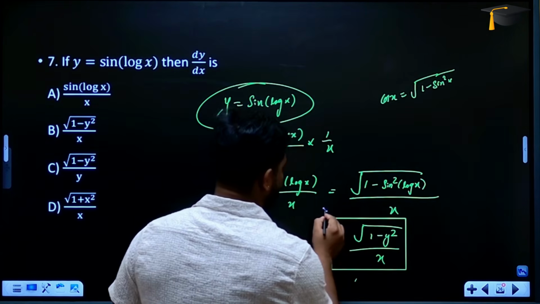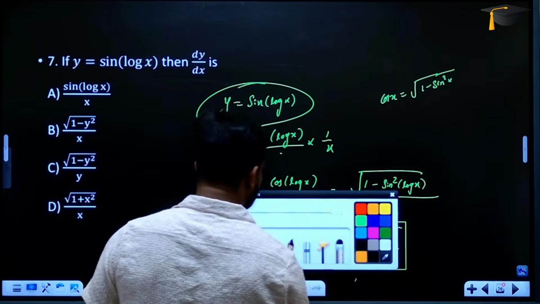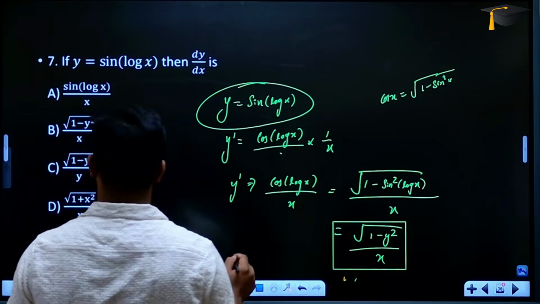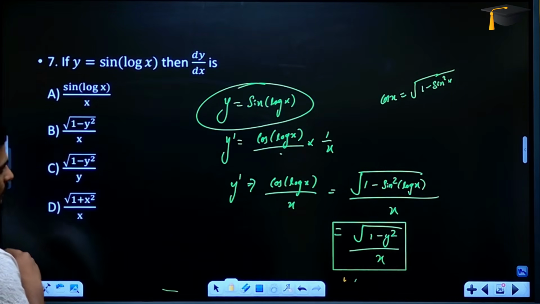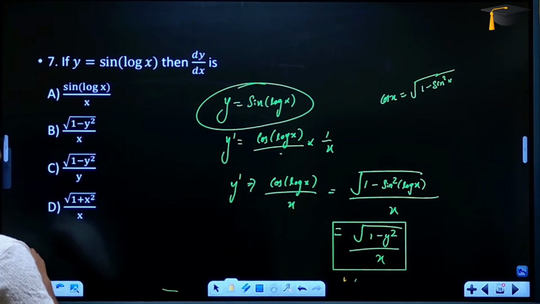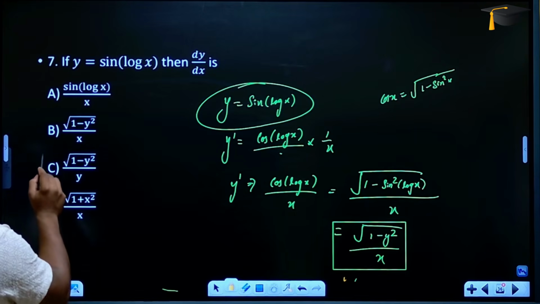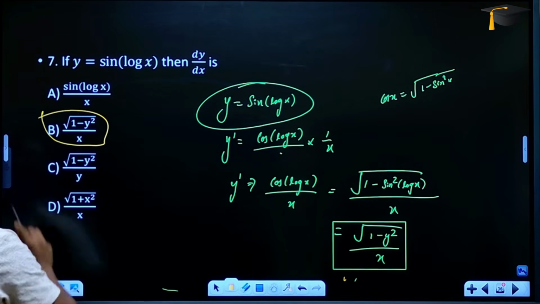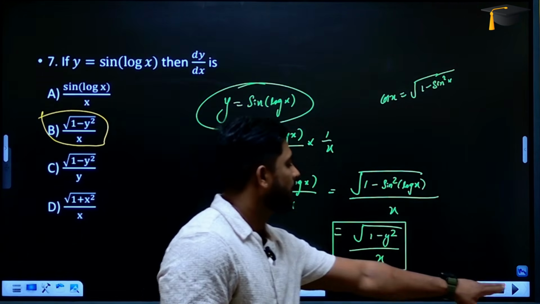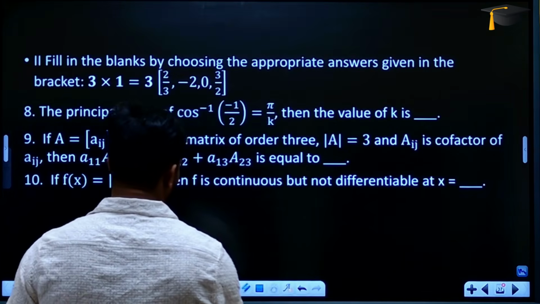Okay. So what is the answer here? Root of 1 minus y square by x. Root of 1 minus y square by x. So option B is the right answer. Okay. Next.